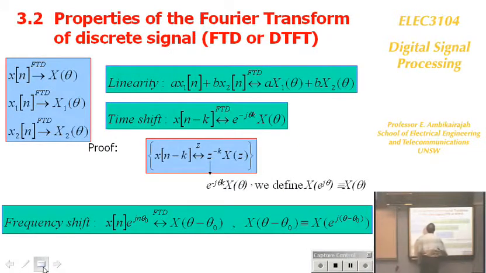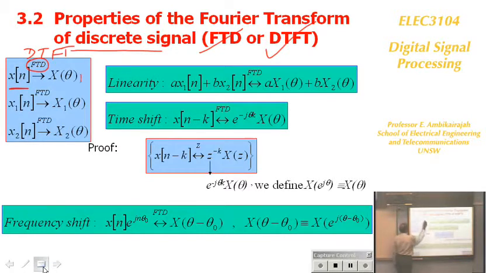Now, we just look at the properties of the Fourier transform for a discrete time signal. We use the discrete time Fourier transform. So we say x[n] is your signal. You take the discrete time Fourier transform, which becomes X(theta). x1[n] becomes X1(theta), x2[n] becomes X2(theta). The linearity property says, again you don't need to prove the properties, a x1[n] plus b x2[n], if you take the discrete time Fourier transform, it will become a X1(theta) plus b X2(theta).